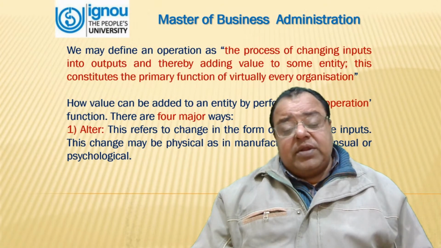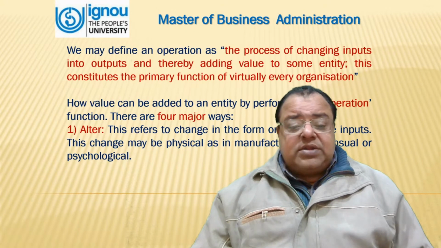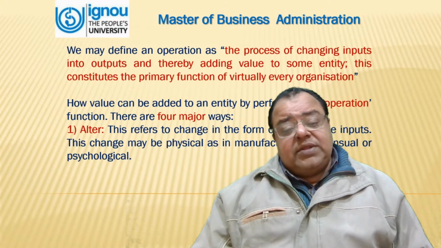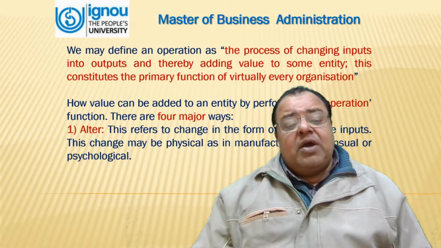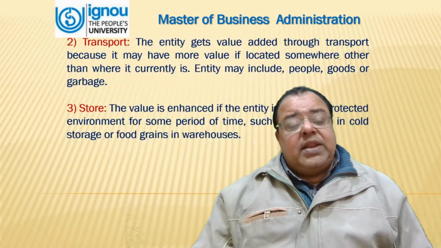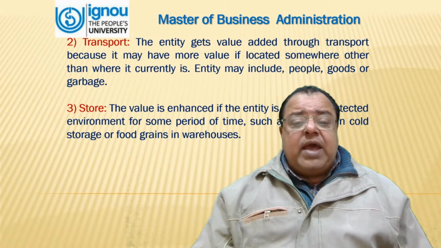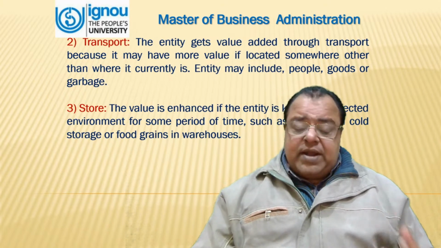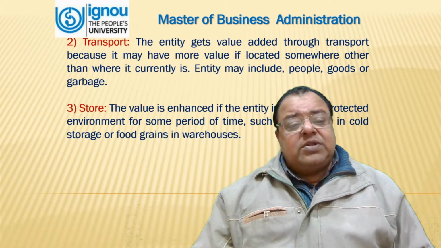There are four major ways. First one is to alter. This refers to change in the form or state of the inputs. This change may be physical, as in manufacturing, or sensual or psychological. Number two is transport. The entity gets value added through transport because it may have more value if located somewhere other than where currently it is. Entity may include people, goods, or garbage.